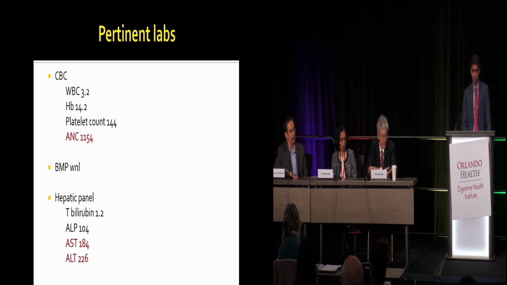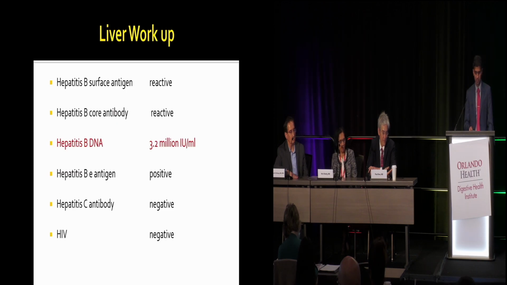And lab says WBC count was 3.2, his hemoglobin was 14.2, platelet count is 144, his absolute neutrophil count was 1154. His BMP was normal. On hepatic panel, his bilirubin is 1.2, AST is 184, and ALT is 226.